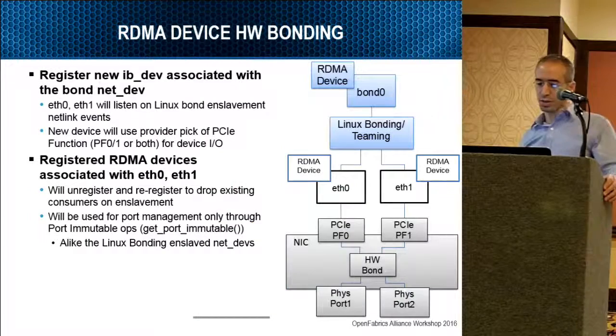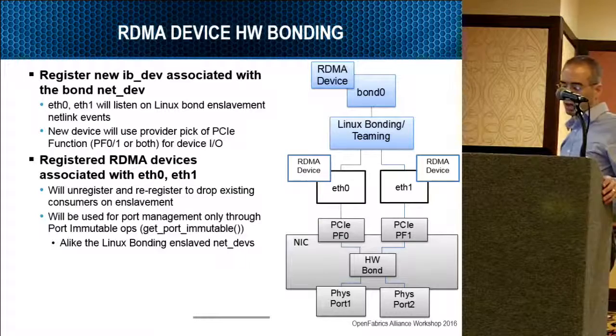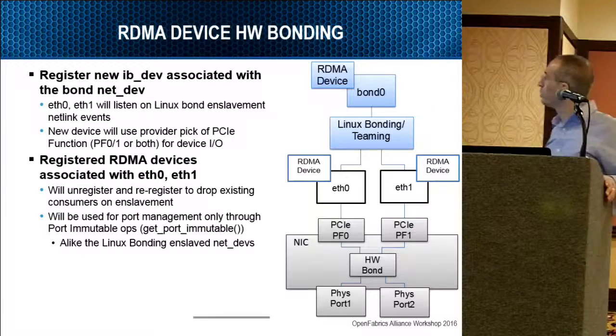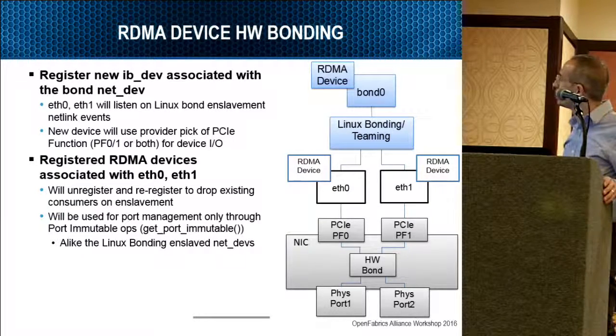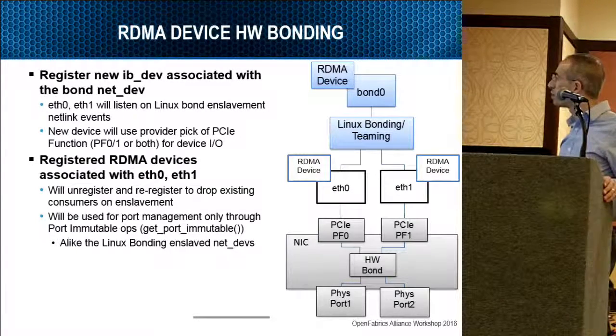So how do we do that? Basically, the idea is that we register a new IB device. We associate it with the bonding device over here. So if we look at the diagram, we can see here the NIC, the two physical ports. There's a hardware bond logic that I will explain soon. We have here the two PCI physical functions. We have two NetDevs, the OS network interfaces. We have the RDMA devices on each one of them.